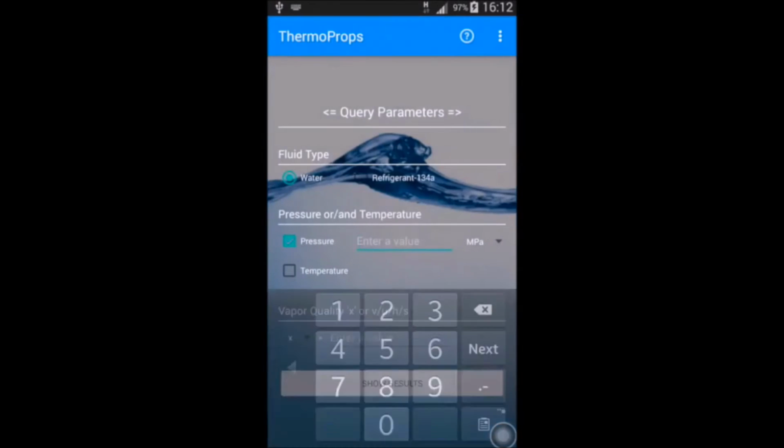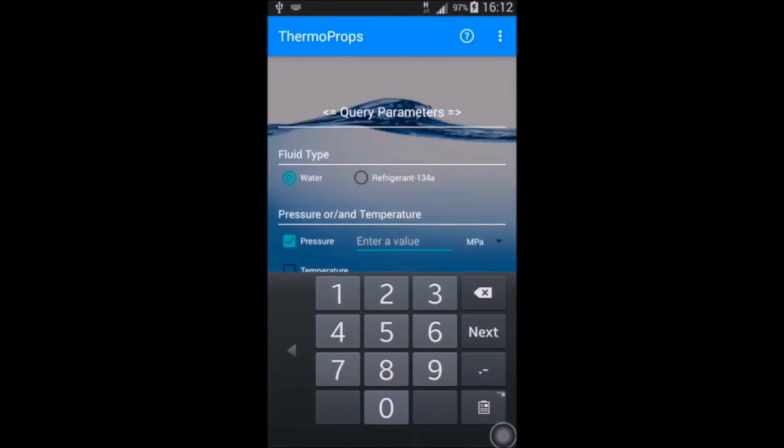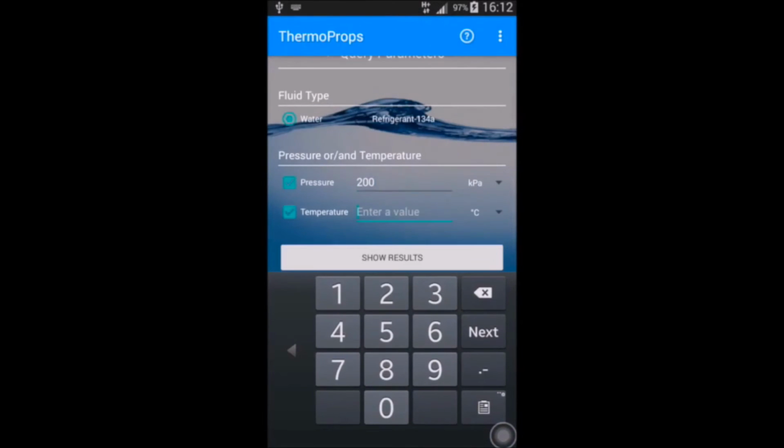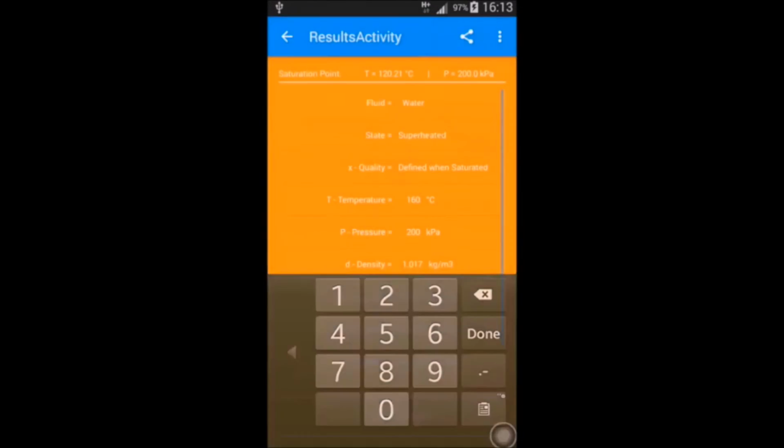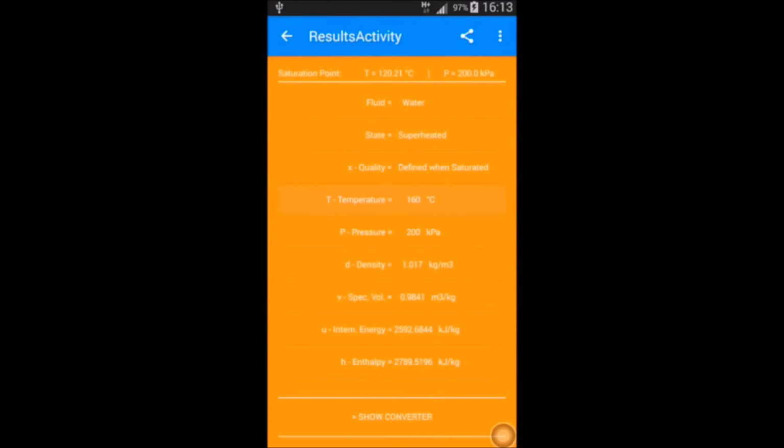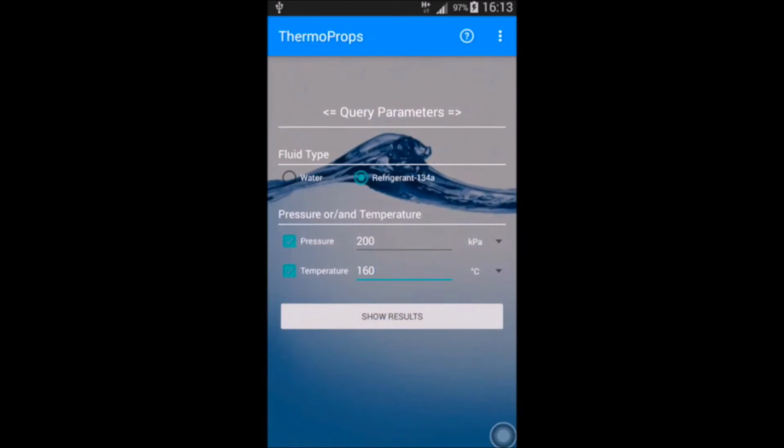In the ThermoProps application, the procedure is very easy. We enter the pressure with the unit as given and the temperature value as given, and tap show results. Results are in front of us with the given temperature and pressure values, and as you see, internal energy is just the same as we calculated by hand.